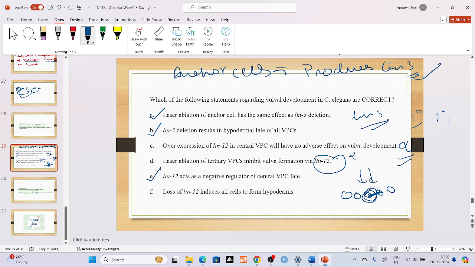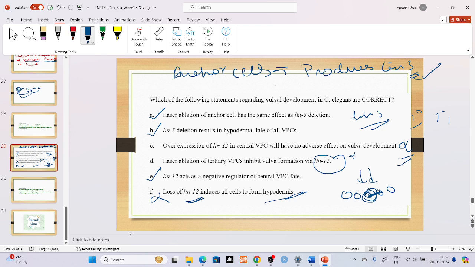Loss of Lin12 induces all cells to become hypodermis? No. What will happen? If there is no Lin12, then there would be no lateral inhibition. So loss of Lin12 will actually have the opposite effect. There can be a possibility that more than one primary vulval precursor cell can be there. So it will be an abnormal condition, not a hypodermis condition. So this is also a wrong statement.